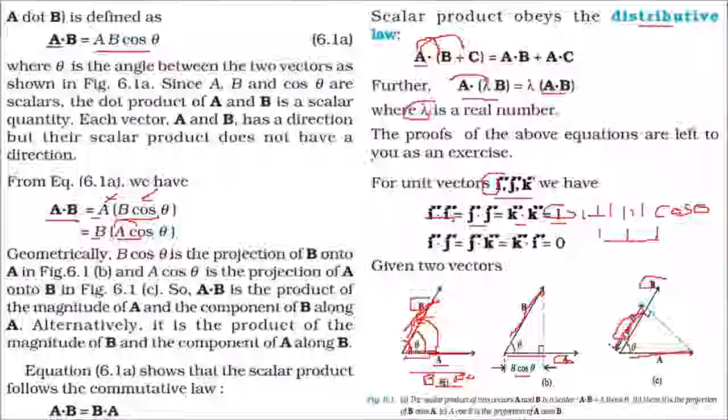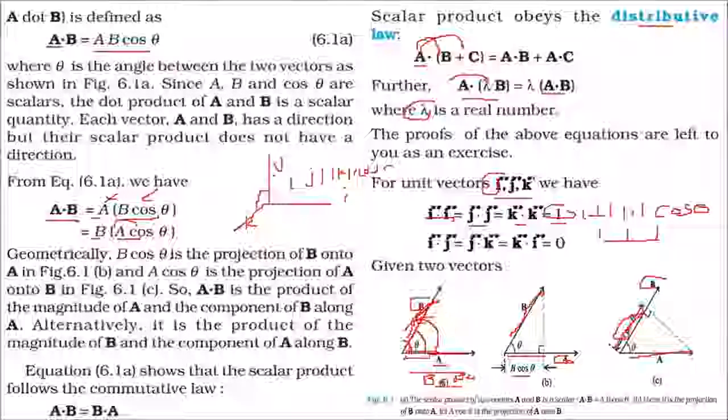And when you talk about i, j, k, this is i, the unit vector along the x-axis, this is j, and this is k. Now, if you take j and k, the angle between them is 90 degrees. So when you take the dot product, this gives you magnitude of j, magnitude of k, and cos 90 degrees. The magnitude is 1, here 1, and cos 90 is 0. So every time you take i dot j, j dot k, or k dot j, you will get 0 because of cos 90 degrees.